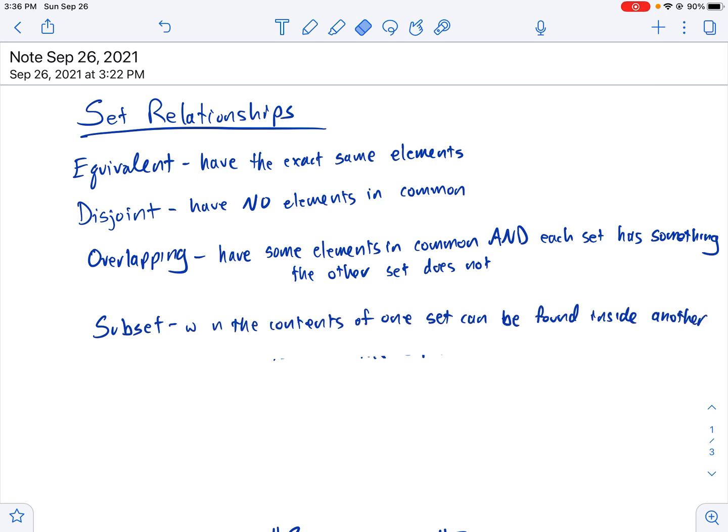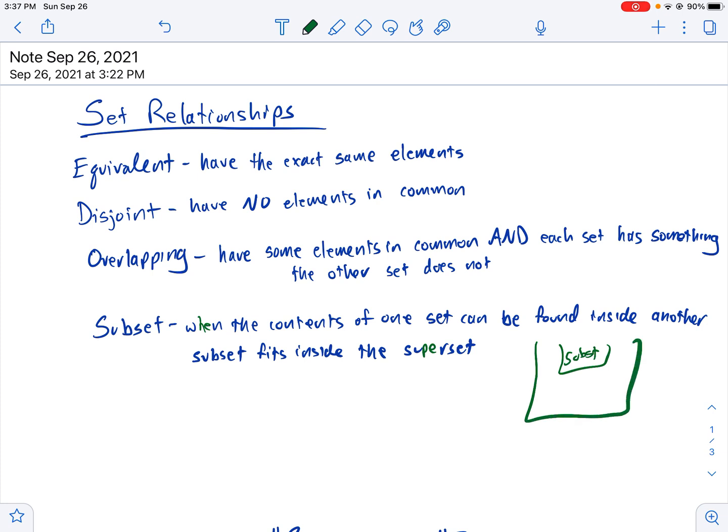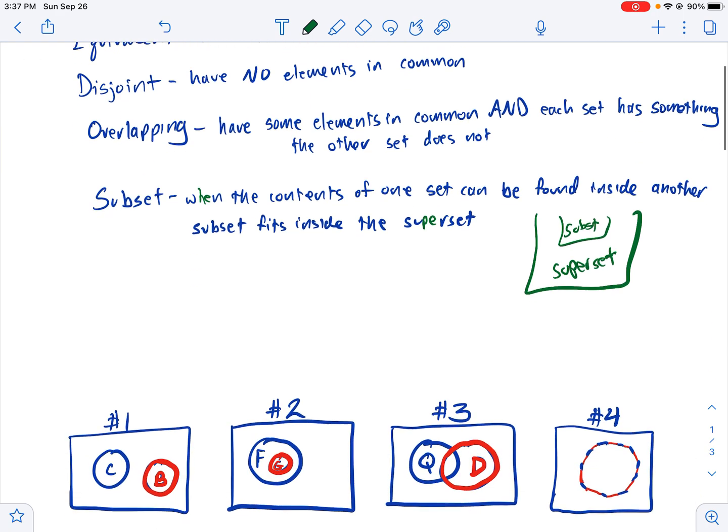Subset is when one set can be found inside the other, or when the contents of one set can be found inside the other. So the subset fits inside the superset. So if you think about the subset, that then fits inside the bigger superset. So based on these definitions, we will practice differentiating between them.